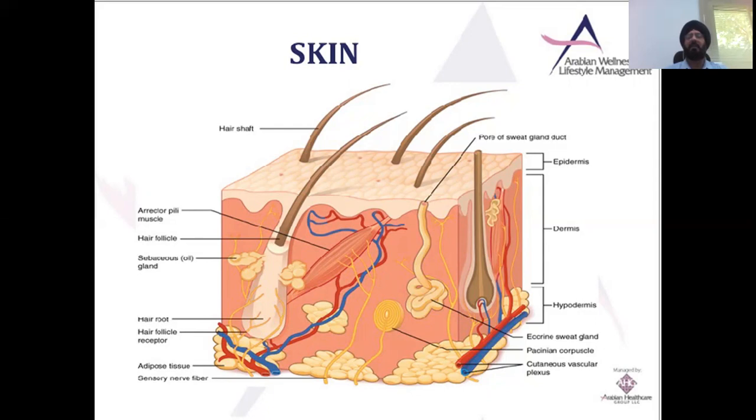All three layers have their own specific functions. Epidermis is waterproof, whereas dermis is full of hair follicles and sweat glands. Hypodermis is a good insulator.